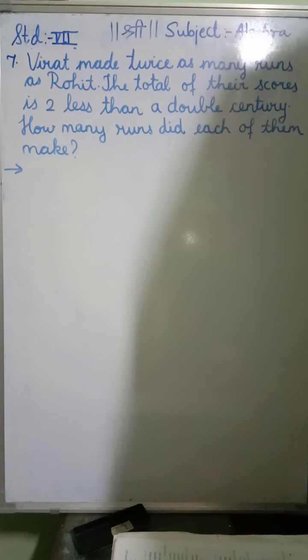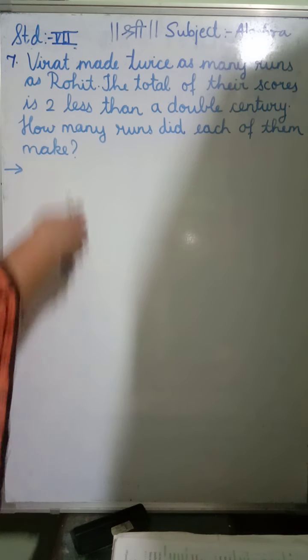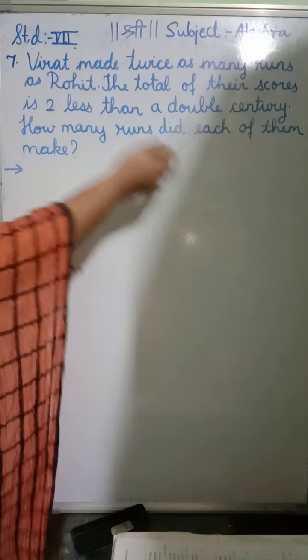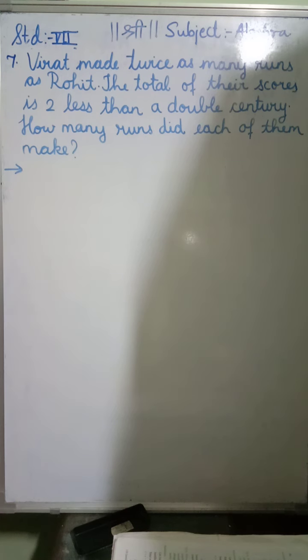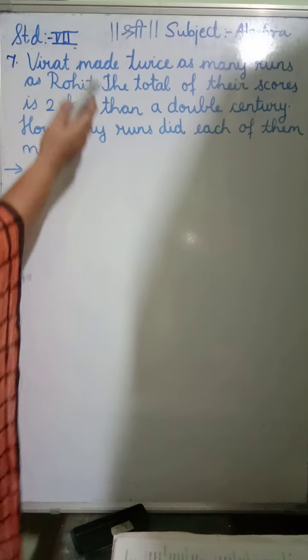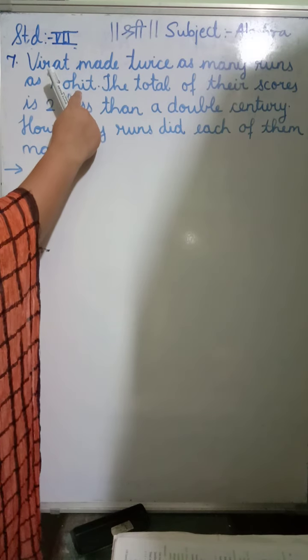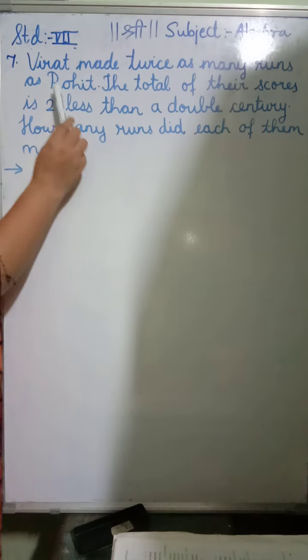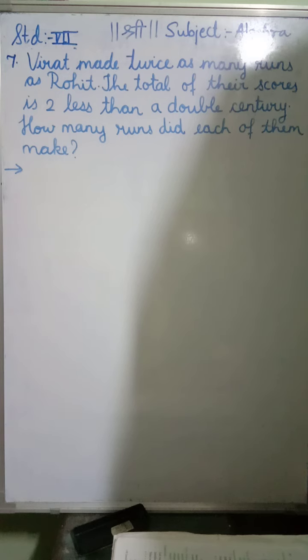So now we'll begin with the last sum of the lesson, that is: Virat made twice as many runs as Rohit. The total of their scores is 2 less than a double century. How many runs did each of them make? So here we are comparing Virat with Rohit. See, first sentence we will find out how to solve. Virat made twice as many runs as Rohit. So we know that Virat has made 2 times the runs of Rohit. But do we know anything about Rohit?